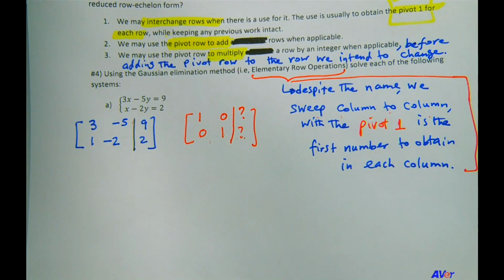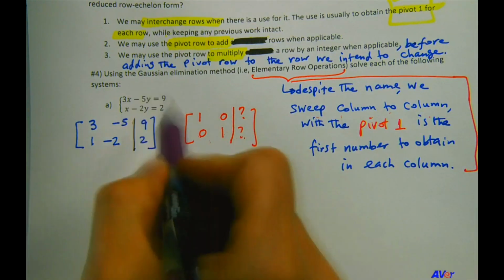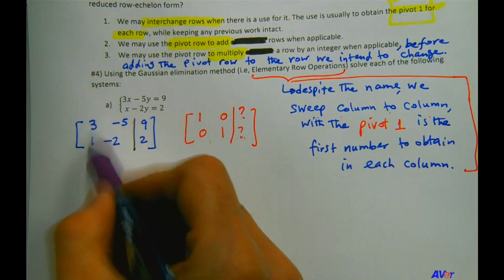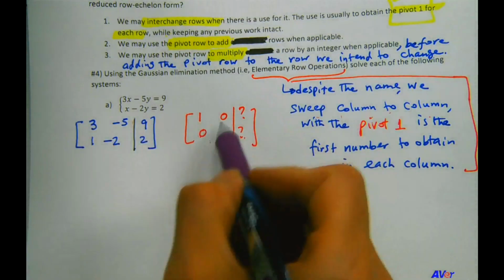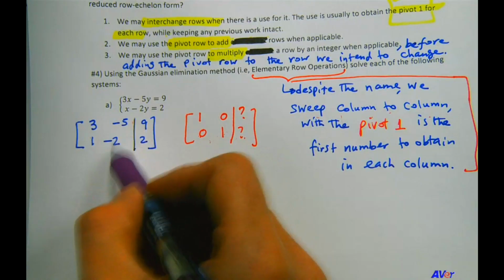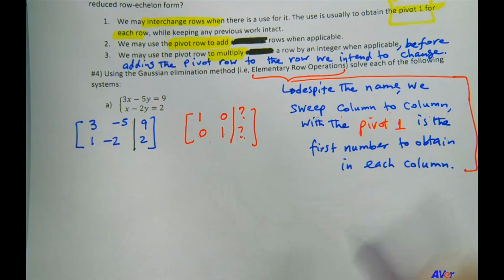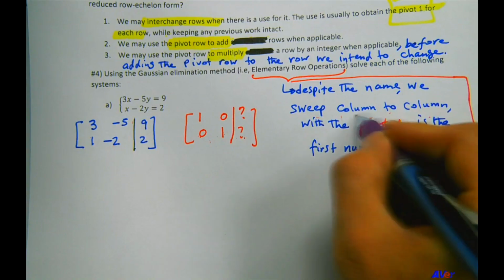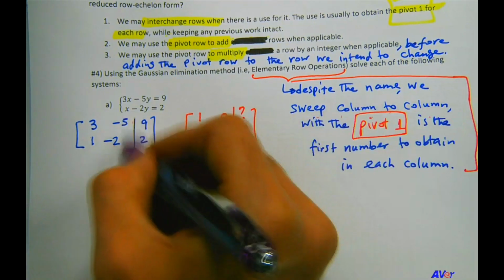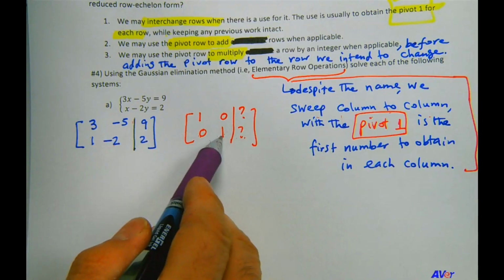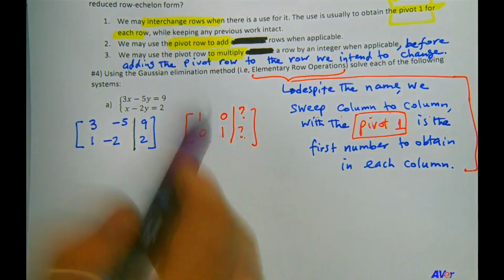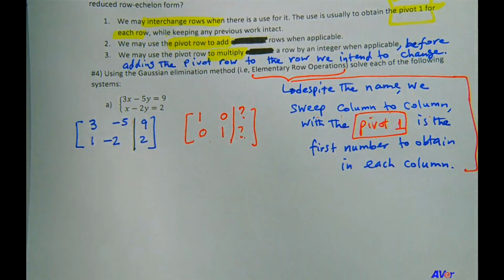Okay? So it is called row operations because we do use row operations. We add rows to each other. But what we're doing, the purpose of adding these rows, is to sweep column to column, to make this column look like that, then move to the second column and make this column look like that, keeping in mind that in each column, the pivot 1 is the first number to obtain, then we worry about other numbers in that column.